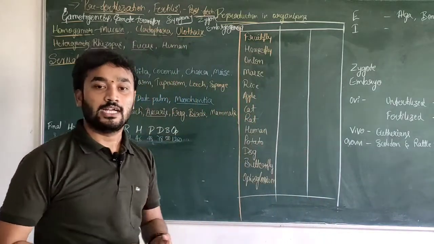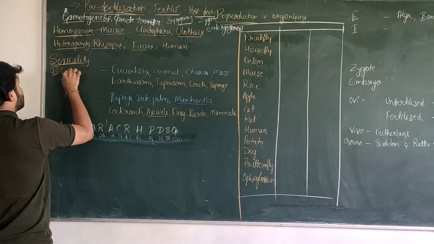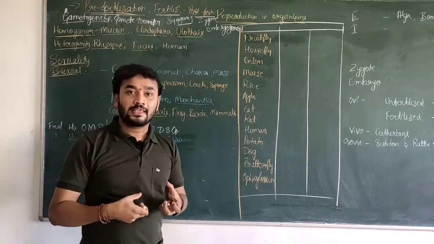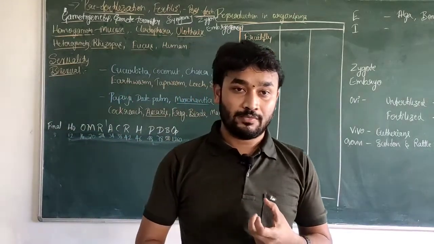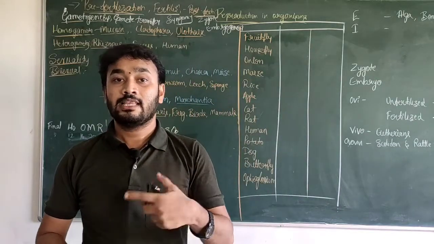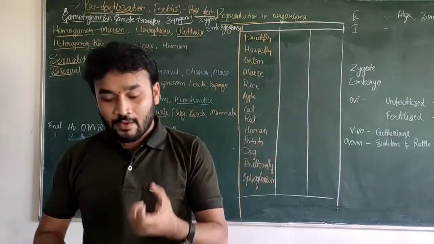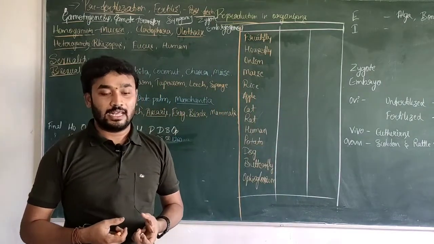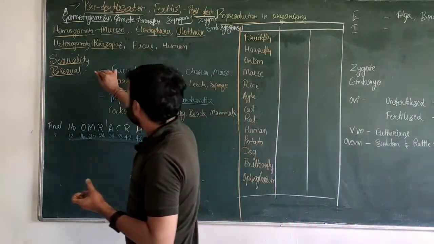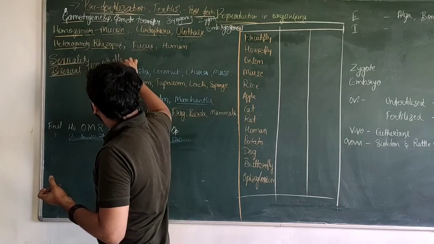Unisexual and bisexual condition: the plants which have both male and female sex organs in the same plant body, then it is called a bisexual flower. The plant which has both male and female in the same individual is called a bisexual plant. The same way we can give the name homothallic. That means the same body is having both the reproductive structures.